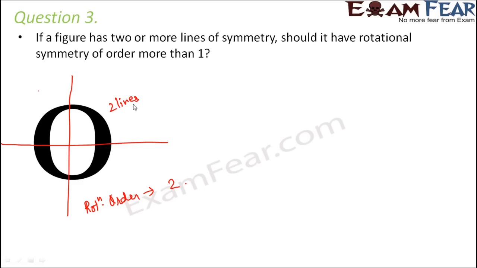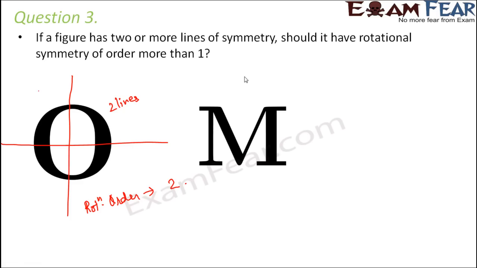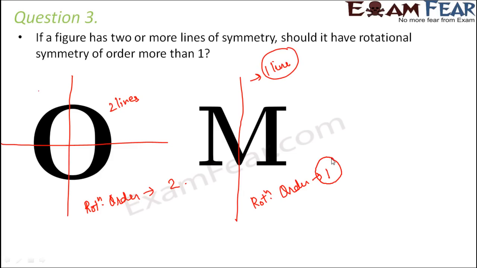Let us take the example of the letter M. Here you see how many lines of symmetry it has. It has 1 line of symmetry. And in this case, what is its rotational order? The order of its rotational symmetry is also 1. So that's how it proves that if you have 1 line of symmetry, you have rotational order also 1. But the moment you have more than 1 line of symmetry, the rotational order of symmetry is also more than 1.